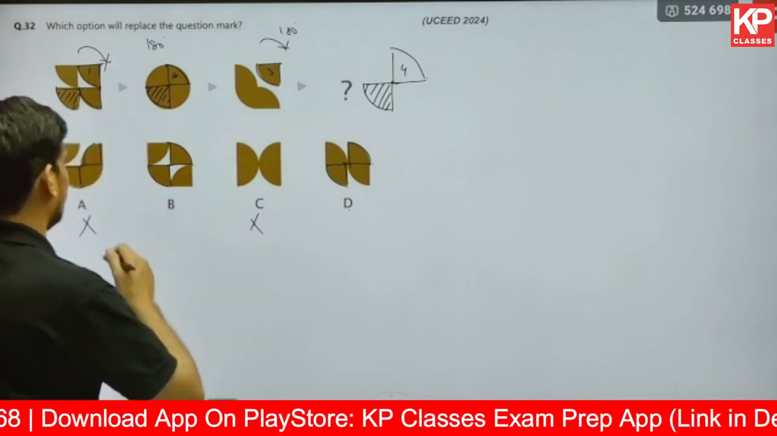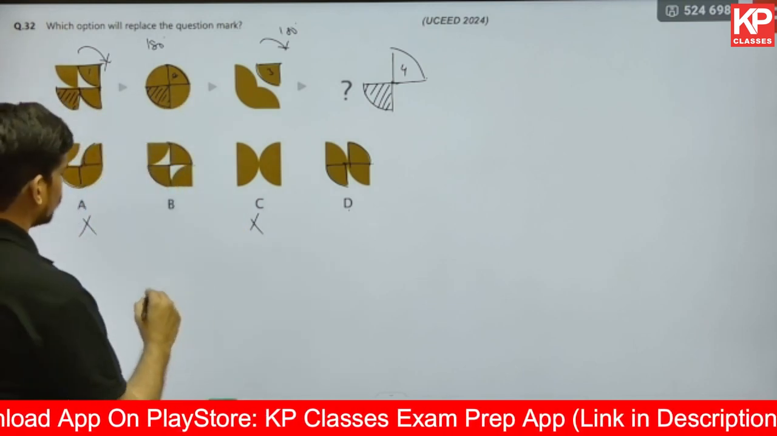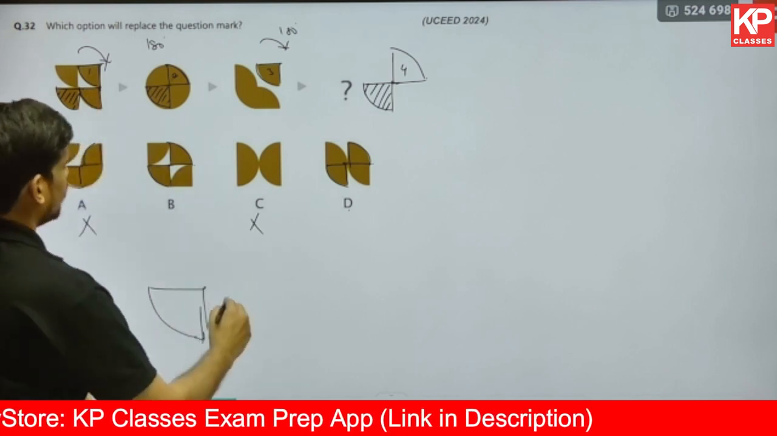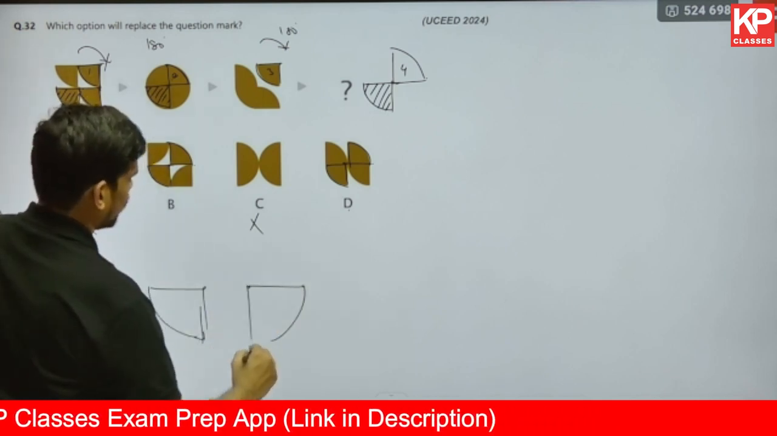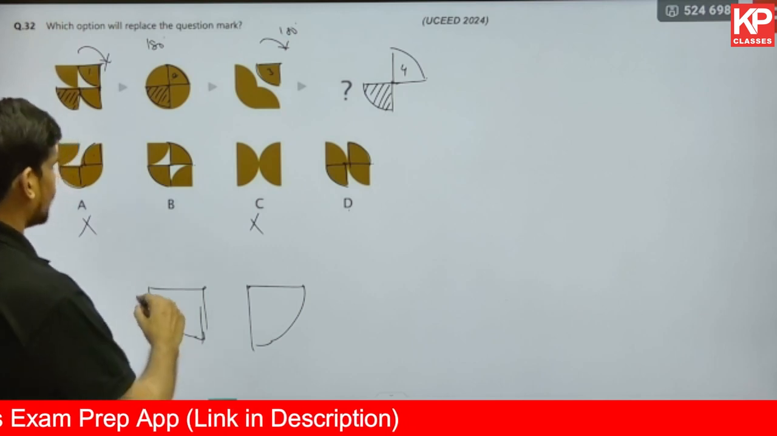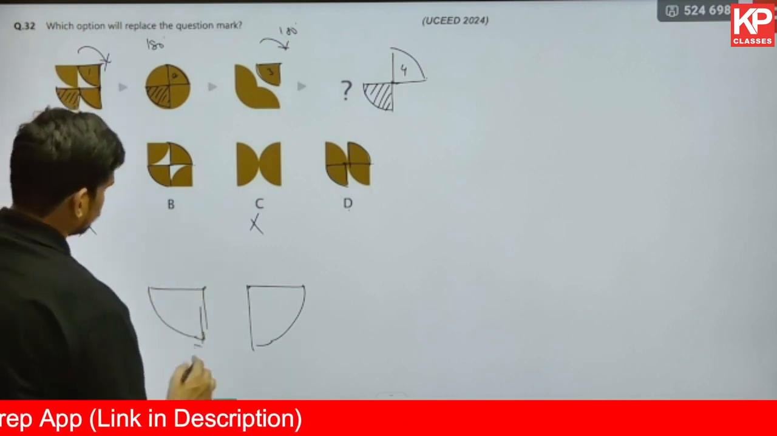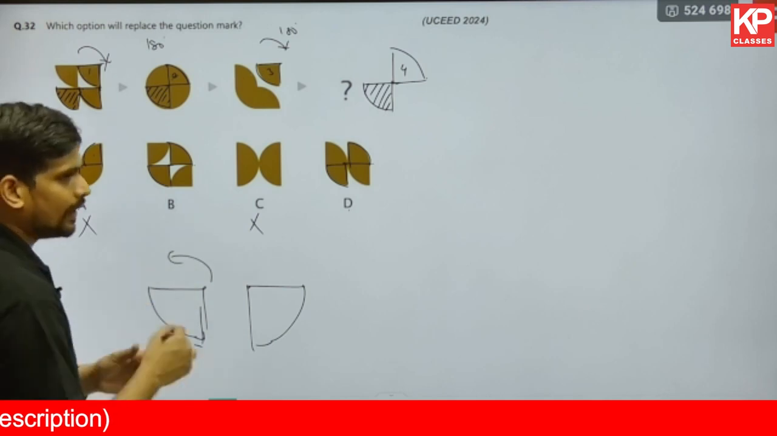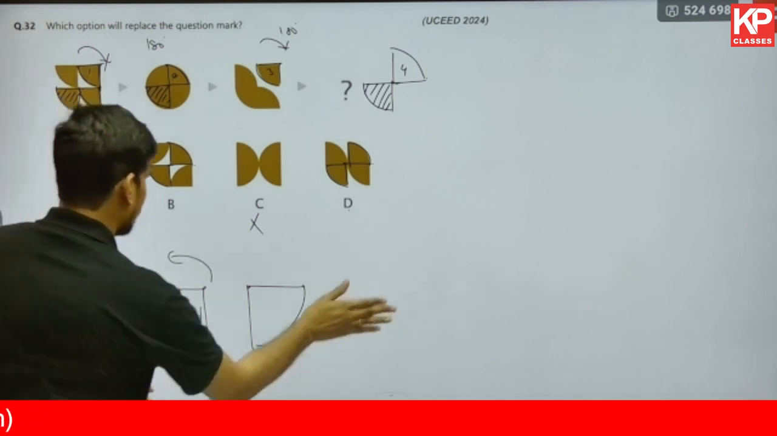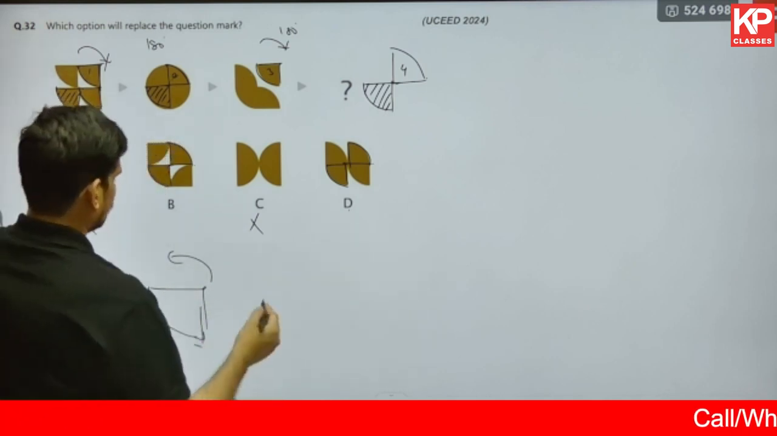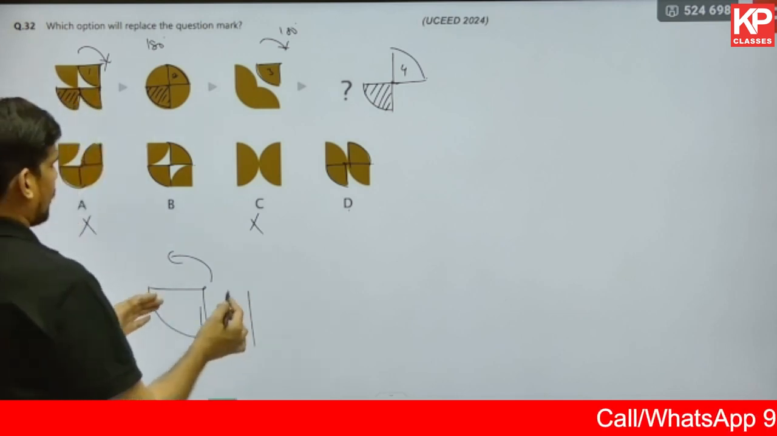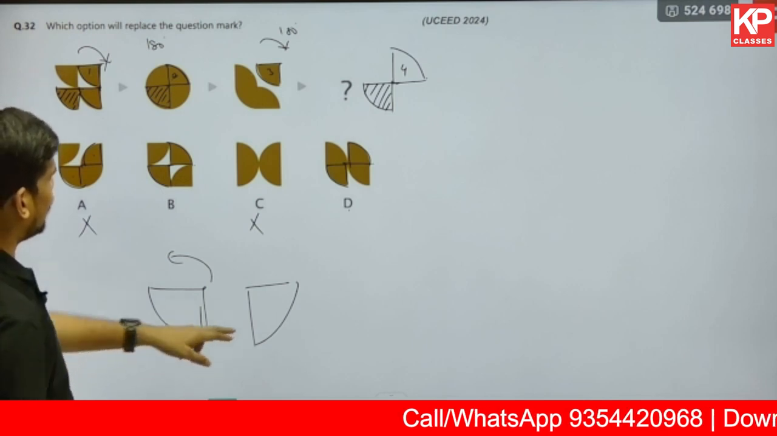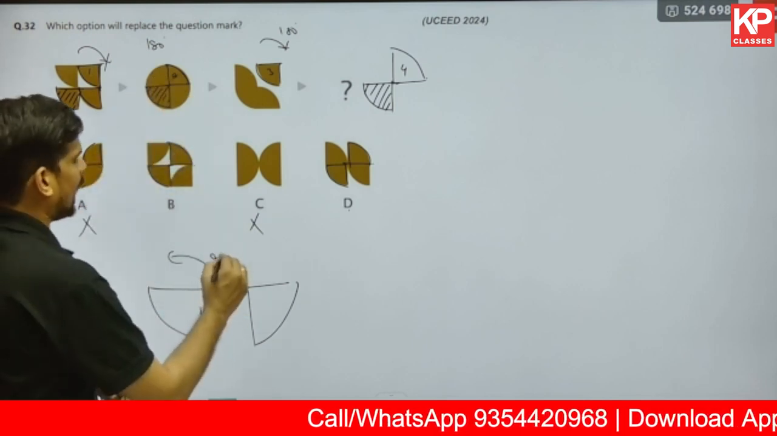Go back to the first one again. See what is changing between 1 and 2. Initially this was the orientation. Let us see what is the rotation which will give us this particular orientation. You have to first rotate it by 90 degrees in the anti-clockwise direction. If I have a 90-degree anti-clockwise rotation, what's the figure you get? This is the figure I'll get. So basically it is a 90-degree anti-clockwise rotation.